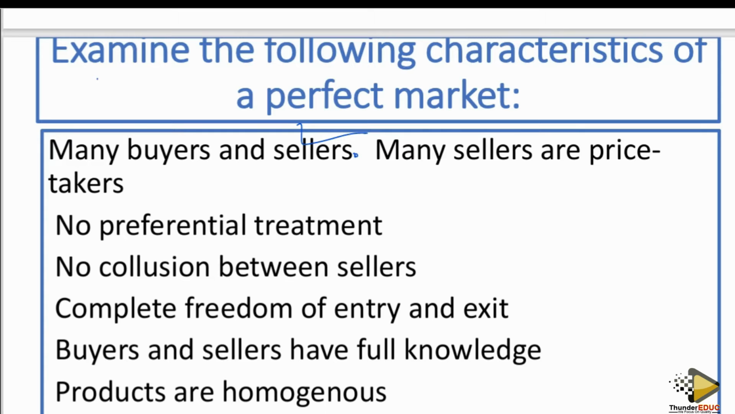Okay, right. So the second one: many sellers are price takers. When you say many sellers are price takers, what you mean is that no business in this regard can actually charge their own price. They must always take the prevailing market price. Why? Because all businesses are selling at the same price. So if you want to attract most of the customers, instead of playing around with prices, you must use what we call a non-pricing strategy to win the customers.